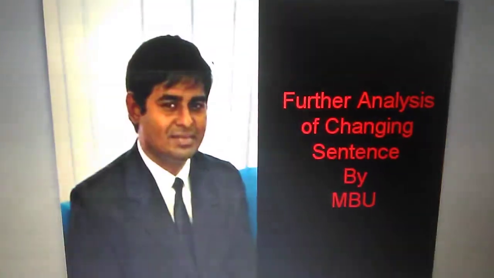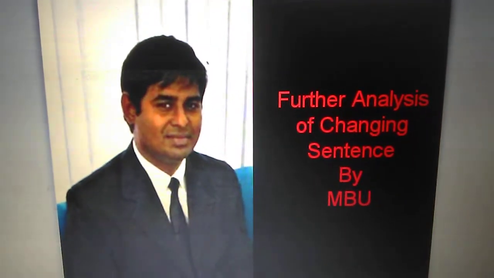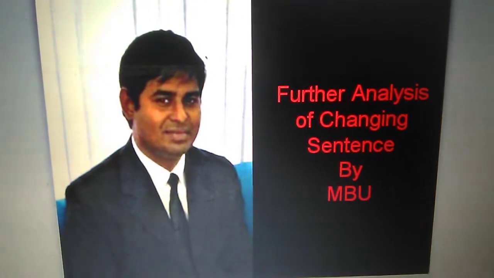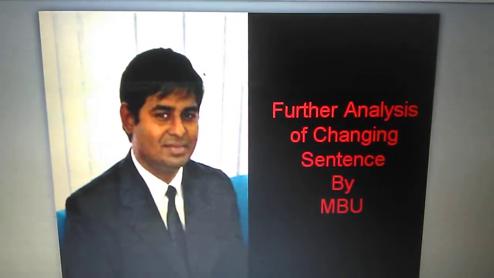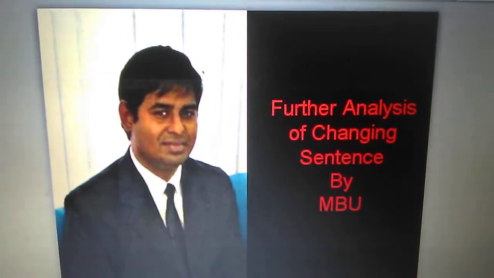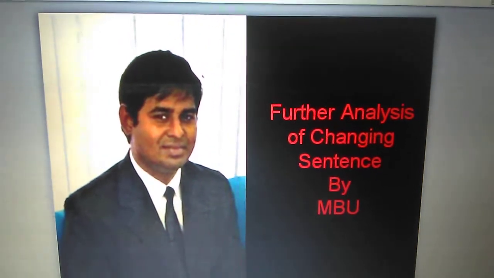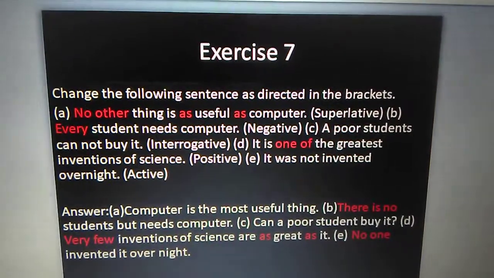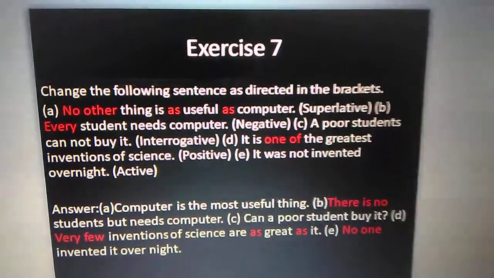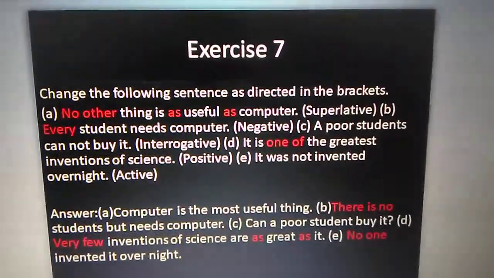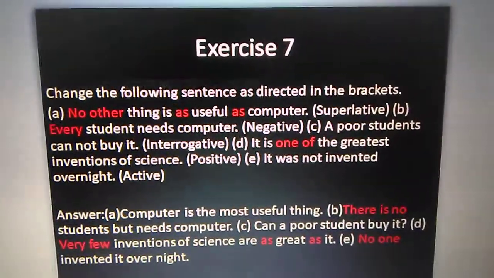Today's topic of our class is further analysis of changing sentences. We have already done one class on changing sentences. This is the second class. Exercise 7. Change the following sentences as directed in the brackets.